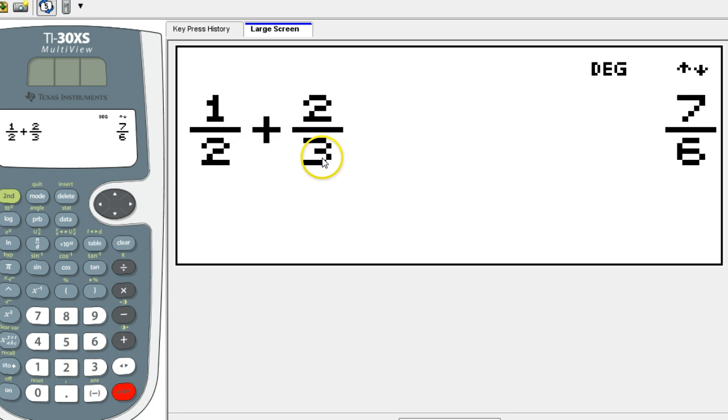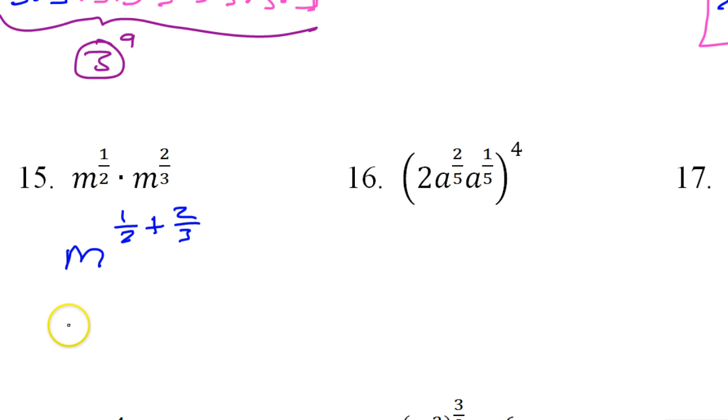Okay, 1/2 plus 2/3 is 7/6. So this will be the same thing as m to the 7/6 power.